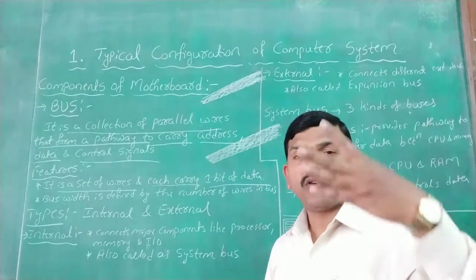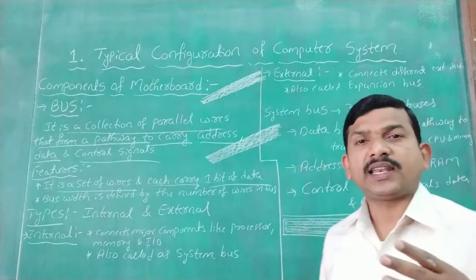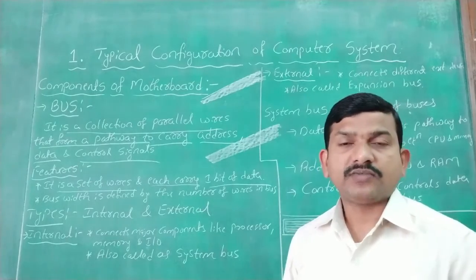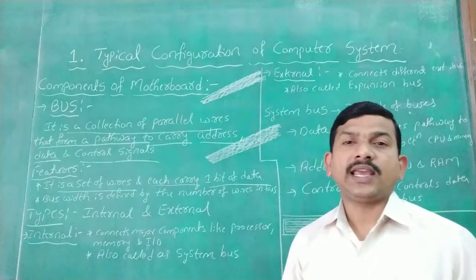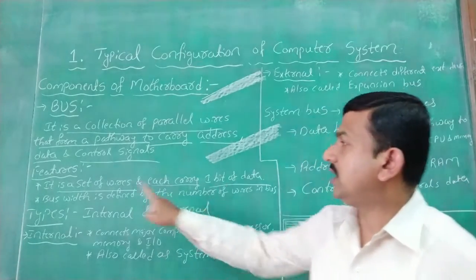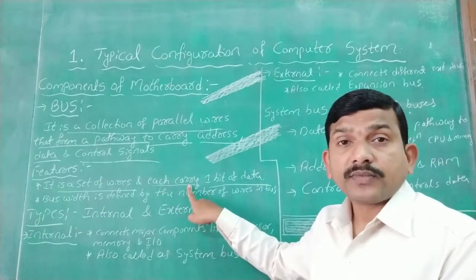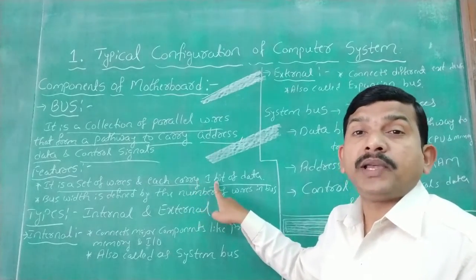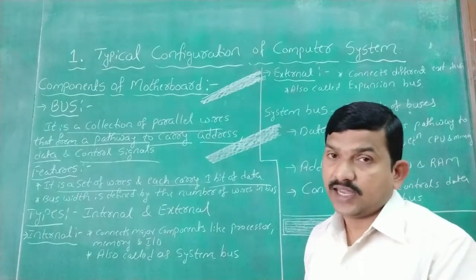For example, there are 4 wires internally. Each of the 4 wires can carry 1 bit of data at a time. If there are 3 cables, each cable can carry 1 bit of data. That's why it is a set of wires, and each wire carries 1 bit of data.